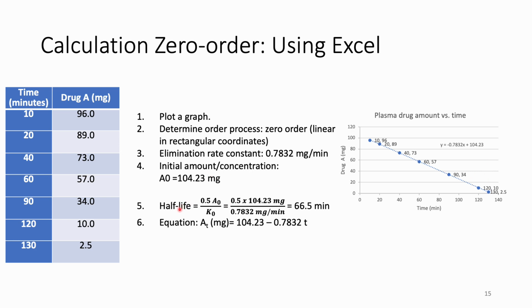I just calculate the half-life manually for this one. 0.5 times A0 divided by K0, then I have half-life equal to 66.5 minutes. And the equation, I already have the equation here. I just adapt the parameters: At equal to 104.23 minus 0.7832 t. So I'm done using Excel to calculate PK parameters from zero order kinetics. It's very simple and easy.